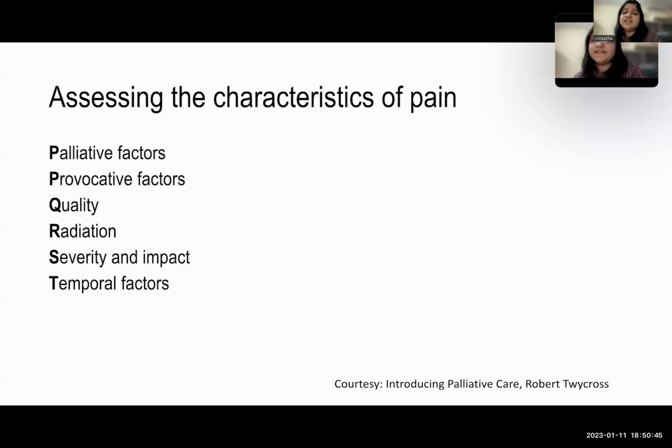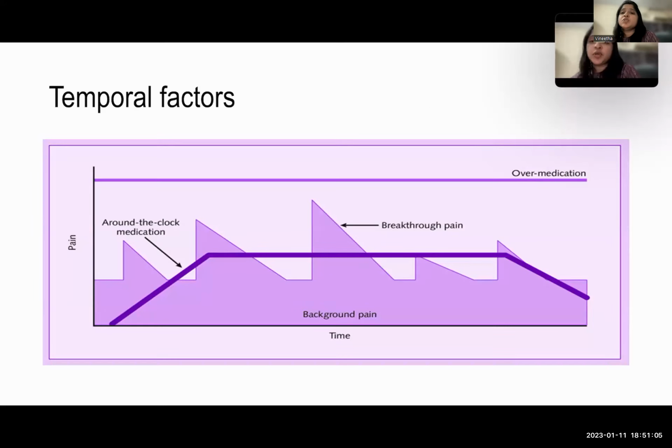Yeah, no problem. So temporal factors means when the patient develops pain, is it a continuous pain or an intermittent pain, and does it aggravate during night, and all these are in the temporal factors. So this is what I was talking about, the temporal factors. So you can see this patient is having a background pain.